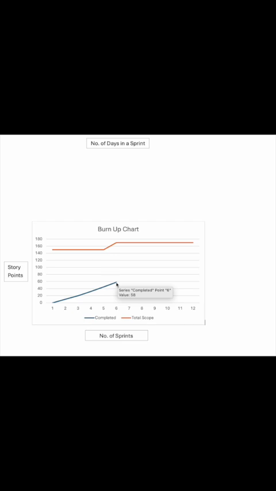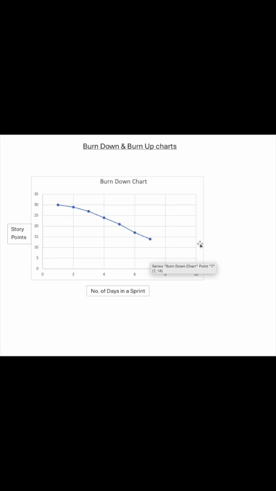So this shows the current status, how many story points have been completed in a particular project till this point. So that's how we can interpret the burn up chart and burn down chart.